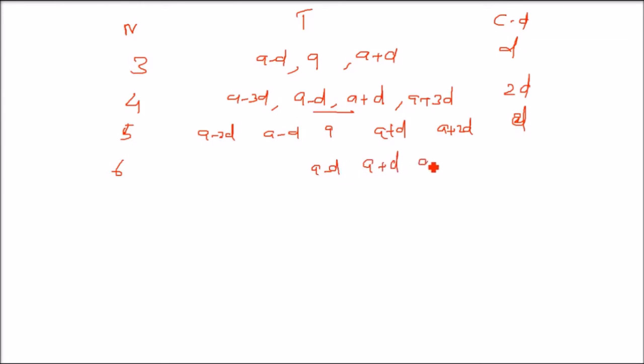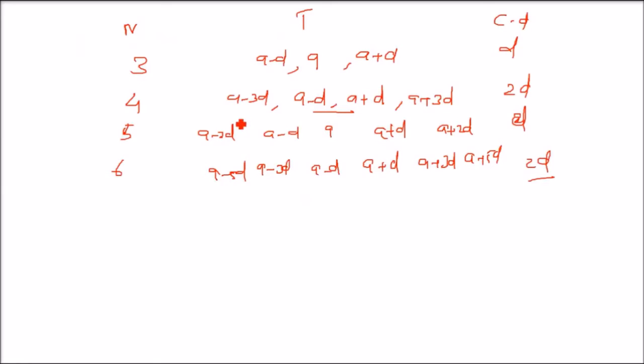Now 6 terms. We have 6 terms. So we start with A minus D, A plus D. And here you have A minus 3D, A minus 5D. So what is the common difference? 2D is the common difference. Now, I need to tell you a question here because we need to understand how we are going to use it. What is the use of this? So there is a question.